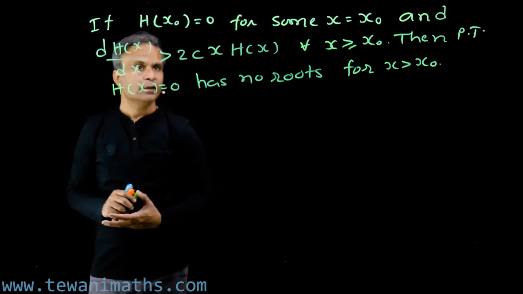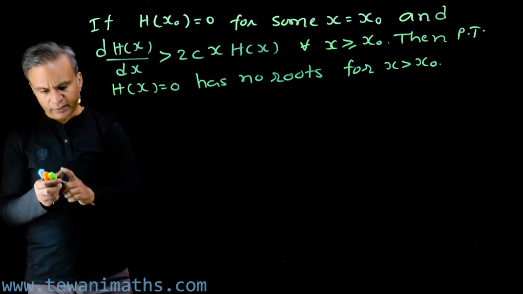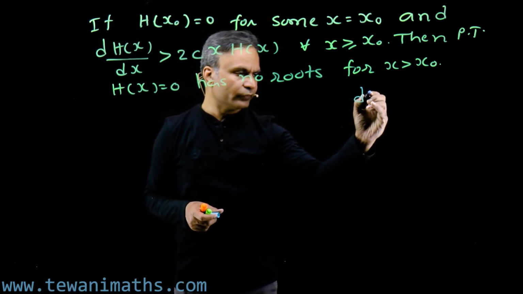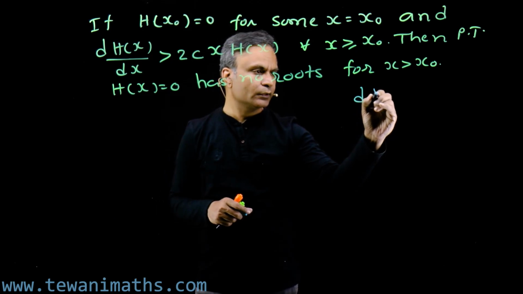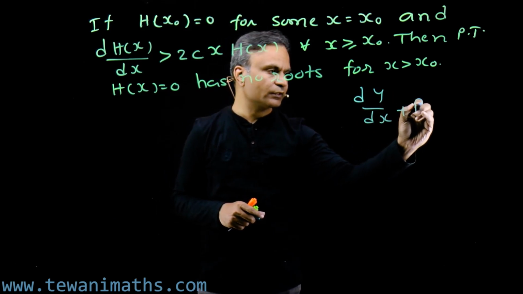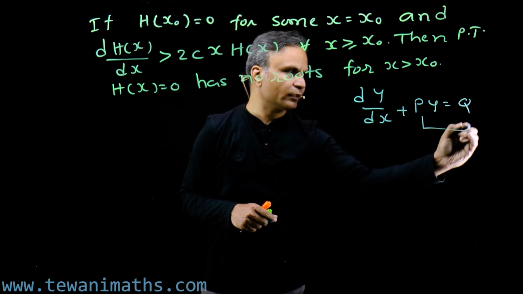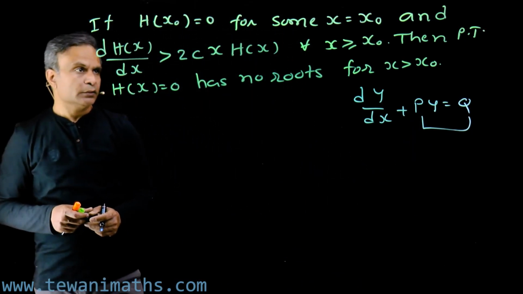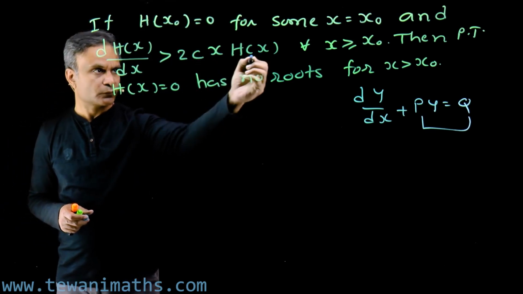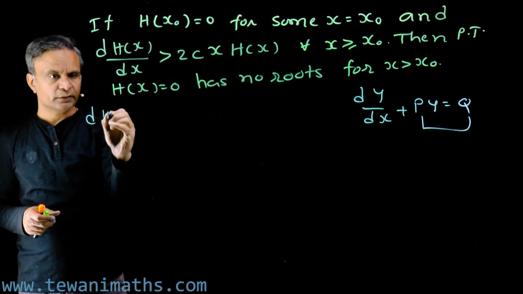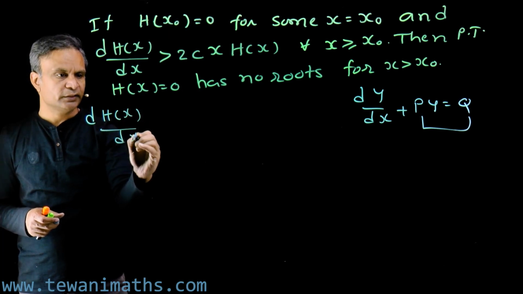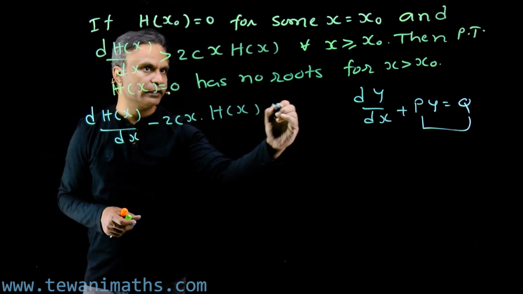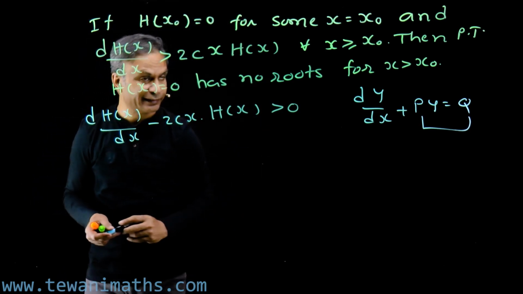ठीक है, ओके. Now again we have a format of this type dy by dx plus py is equal to q, where p and q are functions of x. Here in place of equation we have an inequality. The term on LHS, we get dh(x) by dx minus 2cx into h(x) greater than 0. This is for all x greater than or equal to x naught.